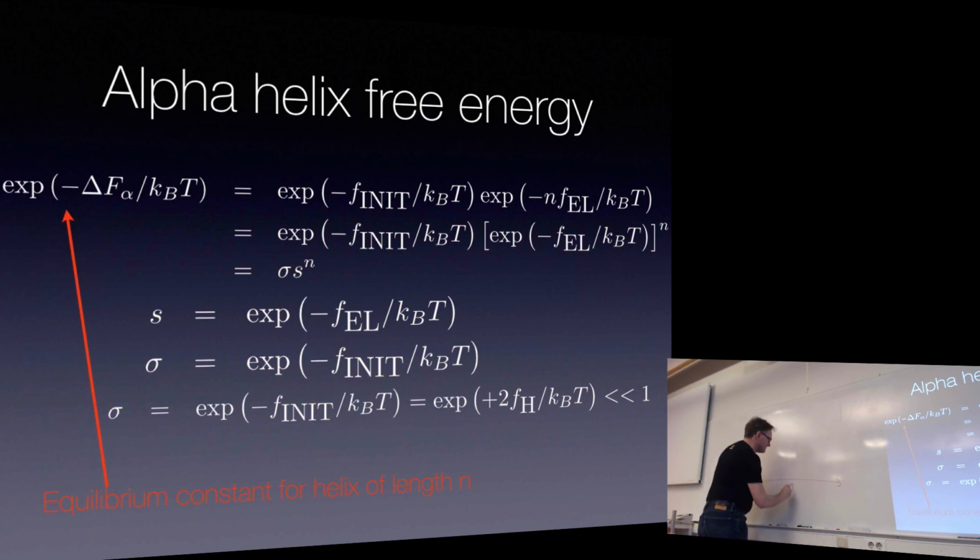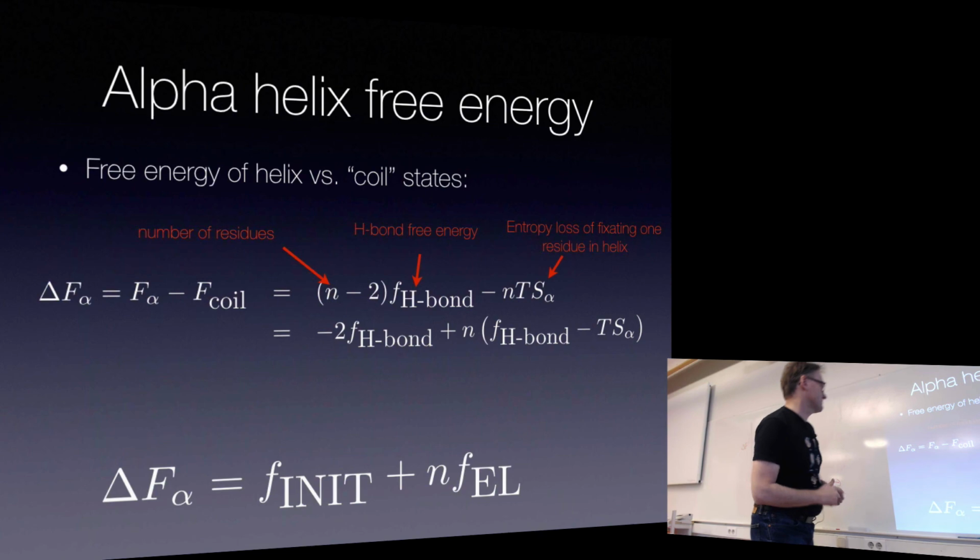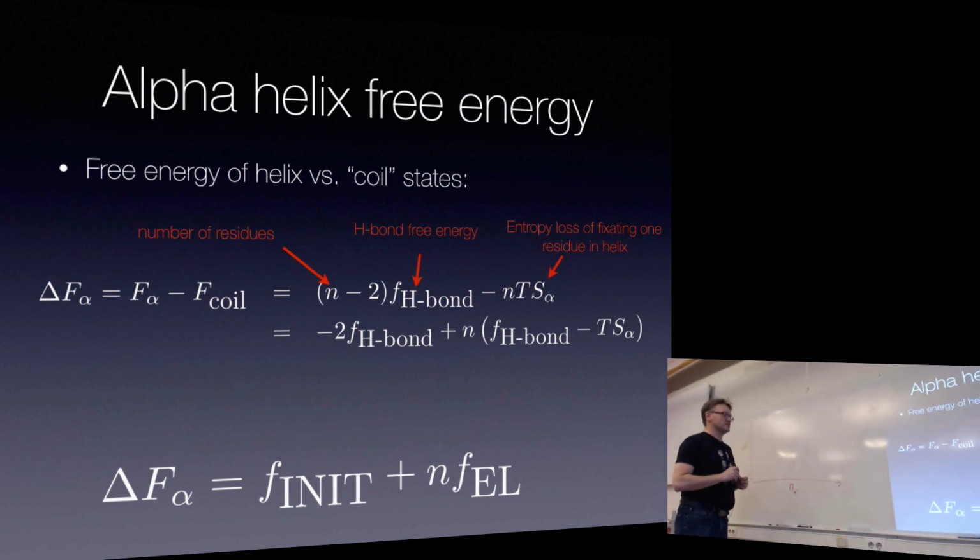If we put the number of alpha helical residues on the x-axis here, and then the free energy here, there was some sort of constant term. Let's move back. It's probably easier. There was some sort of constant term, and then something that is proportional to the number of residues. So the question is, what are the signs of these?